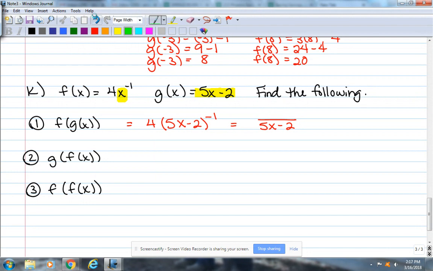Uh-oh. I tried to erase it. I was trying to highlight it. Yeah. There we go. That's my answer.